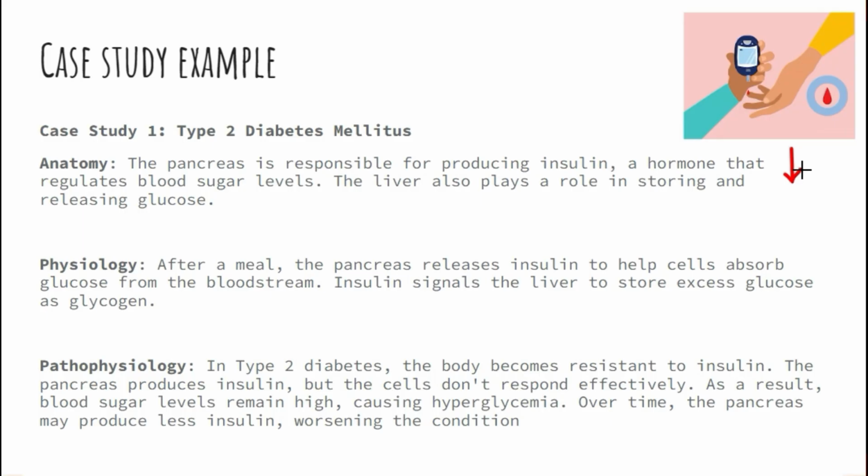So that's the physiology. But for the pathophysiology, so dito na po papasok yung sakit na type 2 diabetes, the body now becomes resistant to insulin. So instead of bumababa ang ating blood sugar, it becomes resistant. It remains high. The pancreas produces insulin but the cells don't respond effectively. As a result, the blood sugar levels remain high, causing hyperglycemia. Hyperglycemia, this means a high blood sugar level. Over time, the pancreas may produce less insulin, worsening the condition. So, yan ang example ng case study for a type 2 diabetes mellitus with the anatomy level, the physiology, and the pathophysiology.